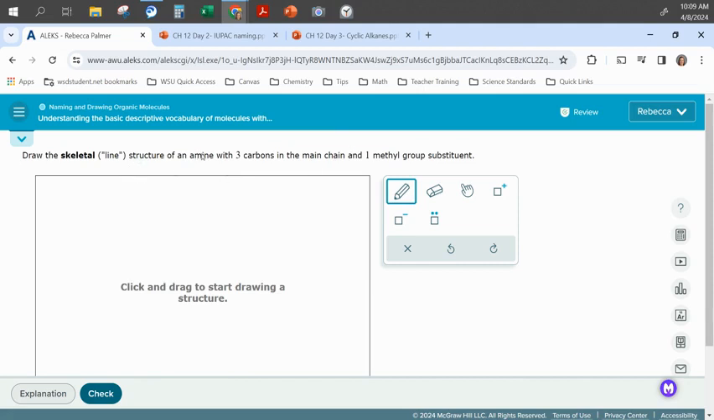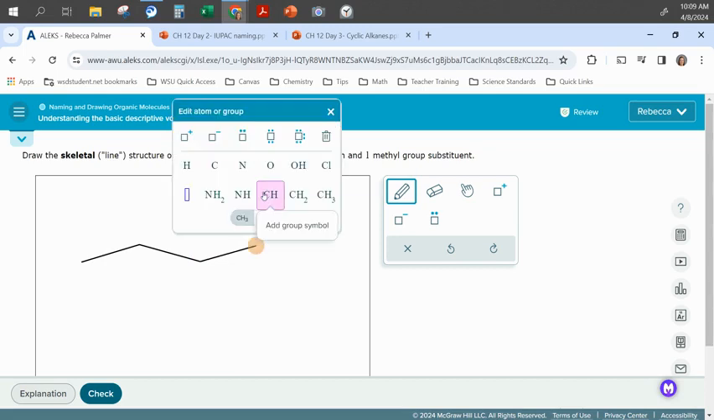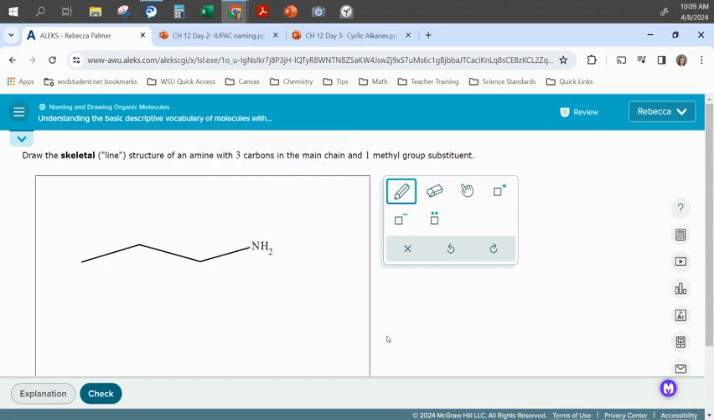Okay, amine. Structure of an amine with 3 carbons in the main chain and 1 methyl group substituent. 1, 2, 3. And do you remember what an amine group is? It's just NH2. Amino. And then I'm going to put a methyl group. I can't tell in this sentence if they want the methyl group off of the amine, because I could put an N-methyl group with an H. I'm going to put it like this and see what they think.